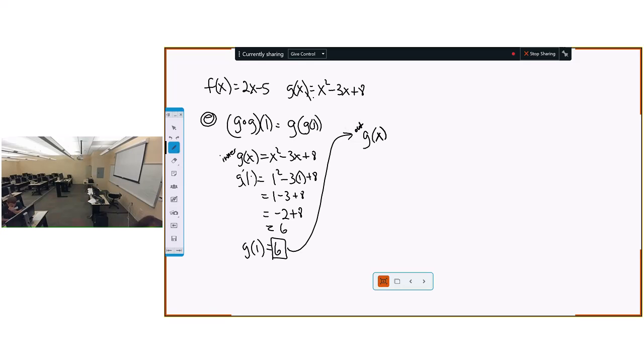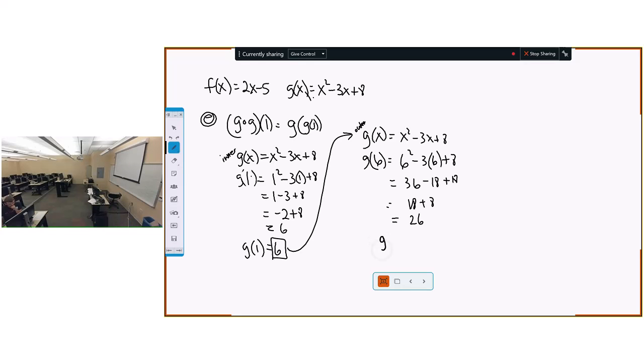This is now the outer g of x, the outer function. They're both g of x. So we know g of x is x squared minus 3x plus 8. So then our output is 6, so that would be g of 6 equals 6 squared minus 3 times 6 plus 8, 36 minus 18 plus 8. 18 plus 8 gives us 26.